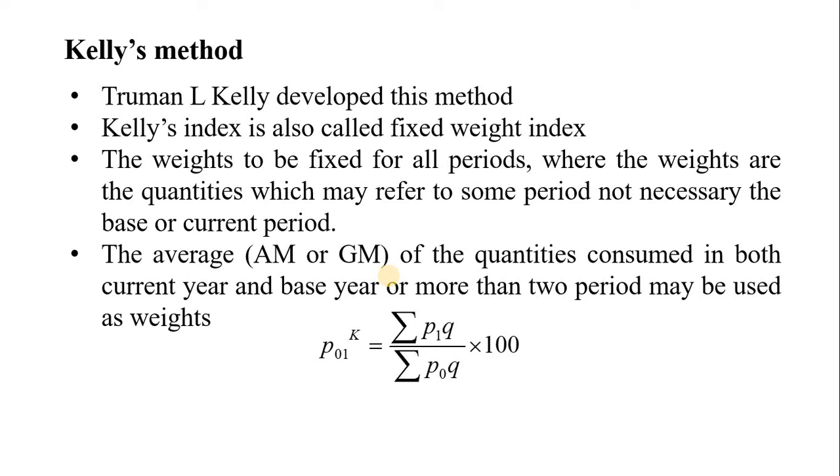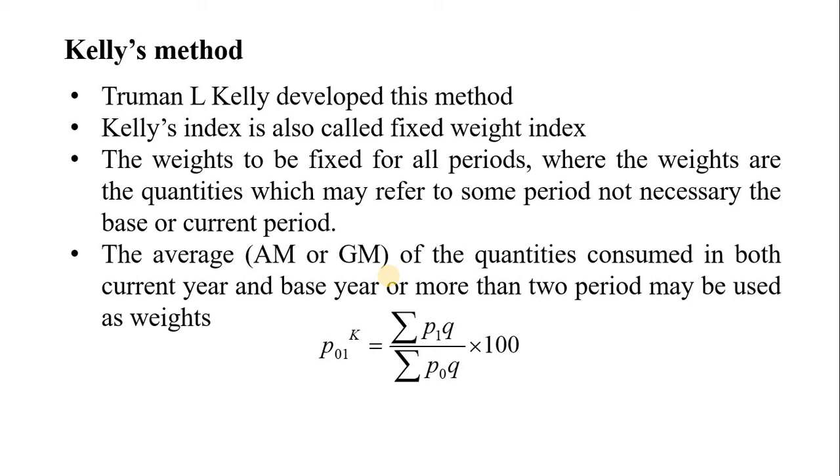In all the other methods, we have said that the quantity purchased in either the base period or the current period will be the base. But Kelly said that we can take the arithmetic mean or geometric mean of quantities purchased in both the current as well as the base period, and we can also take the quantities purchased over more than two periods. Suppose there are 5 years, you can take all these 5 years' quantities.